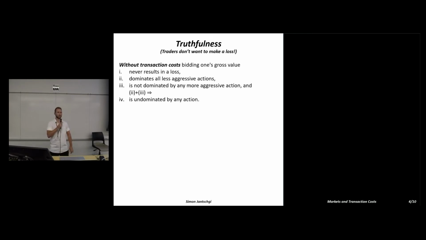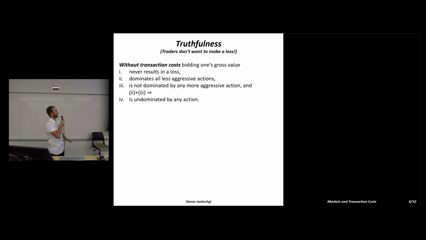Without transaction costs, the classical notion of truthfulness is that of bidding your own gross valuation, so your type. Why? Because that has some nice properties. The first one is, if you truthfully submit your type, this will never result in a loss. Think of a buyer: if they submit their type, they will only be involved in trade if the market price is below it, and the utility is the difference, so you never end up with a trade that makes you a loss. You also have an undominated property, in the sense that a buyer should never submit something above his valuation, because the only trades that he can gain from that are ones where the market price is too high, so he will end up with a loss. But it is also not dominated by something lower, because as soon as he adds strategy, he might lose out on some profitable deals.